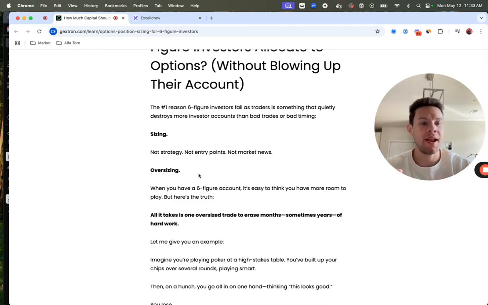The market is very random, and we use tools to forecast future pricing, but we still don't know what price will do. We're just making educated guesses based on option premiums, option flow, and some other factors. But the thing that you do have control of is your risk management, your position sizing. That's the key. When you have a six-figure account, it's easy to think that you have more room to play. But here's the truth. All it takes is one oversized trade to erase months, sometimes years of hard work.